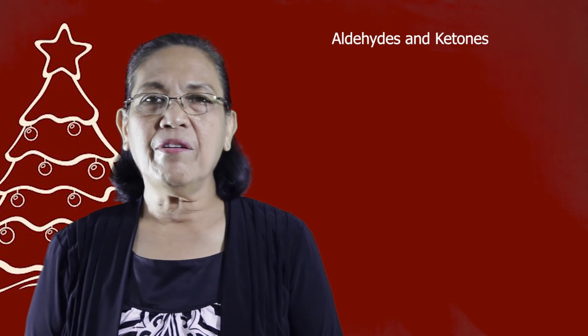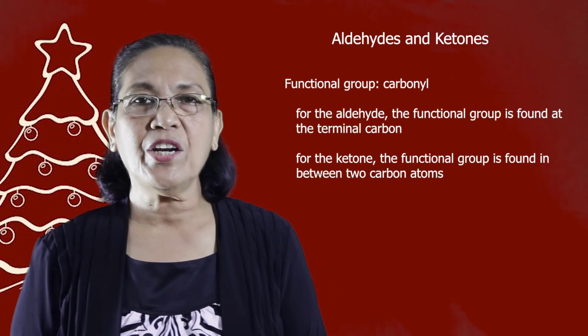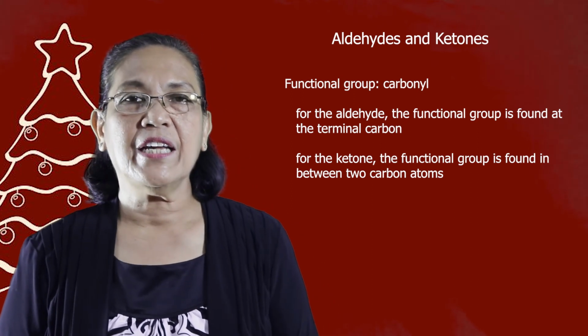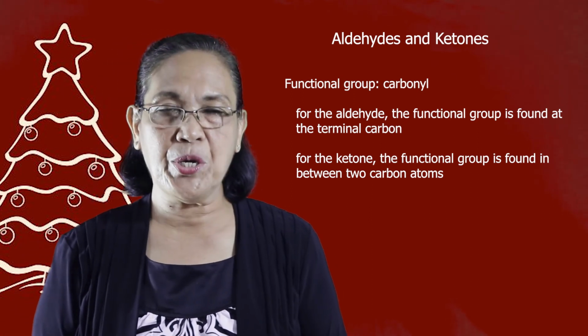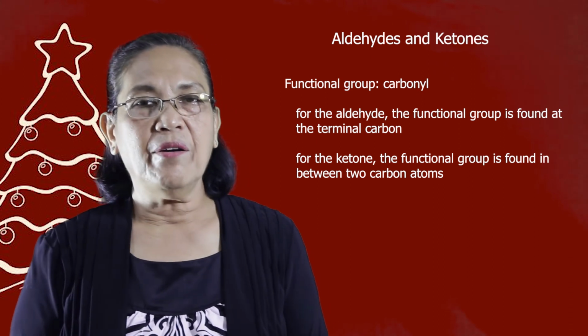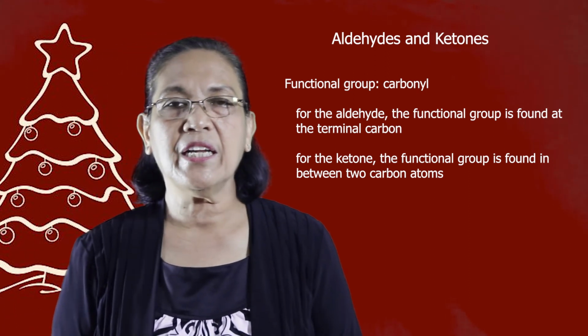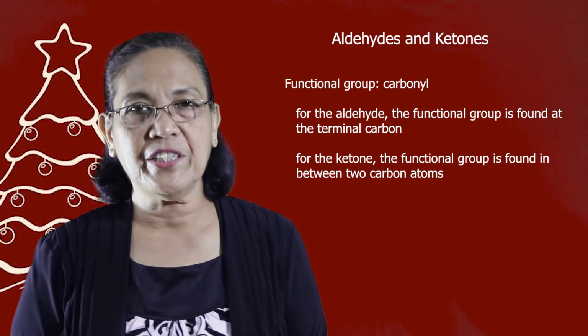And we will discuss the third group of organic compounds, which are the aldehydes and the ketones. Now, the aldehydes and the ketones are grouped together because they have the same functional group. And the functional group of the aldehydes and the ketones is what we call the carbonyl group with the structure C=O.